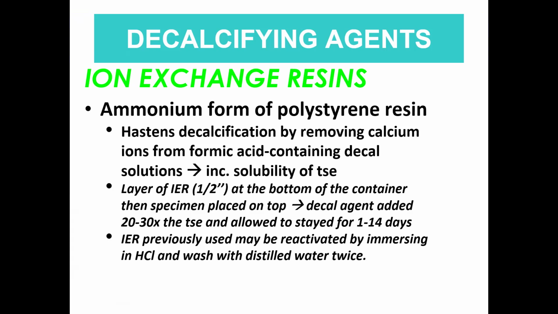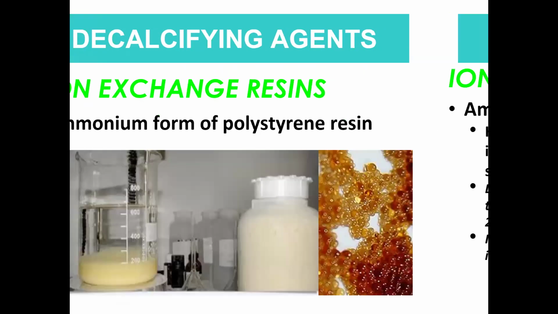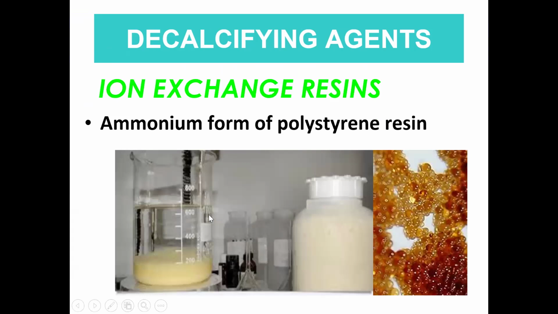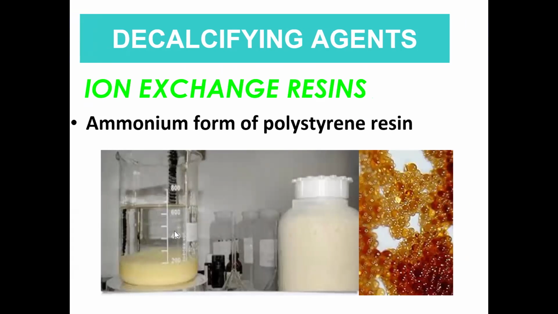A layer of your ion exchange resin, approximately 1/2 inch, should be put at the bottom of the container. Then the specimen is placed on top, and the decalcifying agent is added, about 20 to 30 times the volume of the tissue, and allowed to stay for 1 to 14 days. So this is your IER, and here is your decalcifying agent with the specimens.